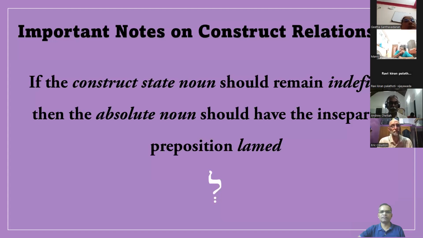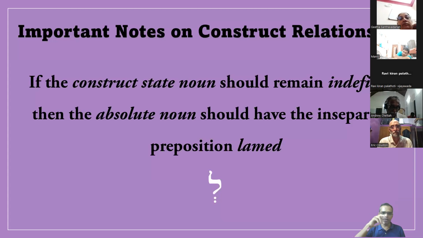The next one. This is very important. If the construct state noun should remain indefinite, the absolute noun should have the inseparable preposition lamed. This lamed will not be translated.